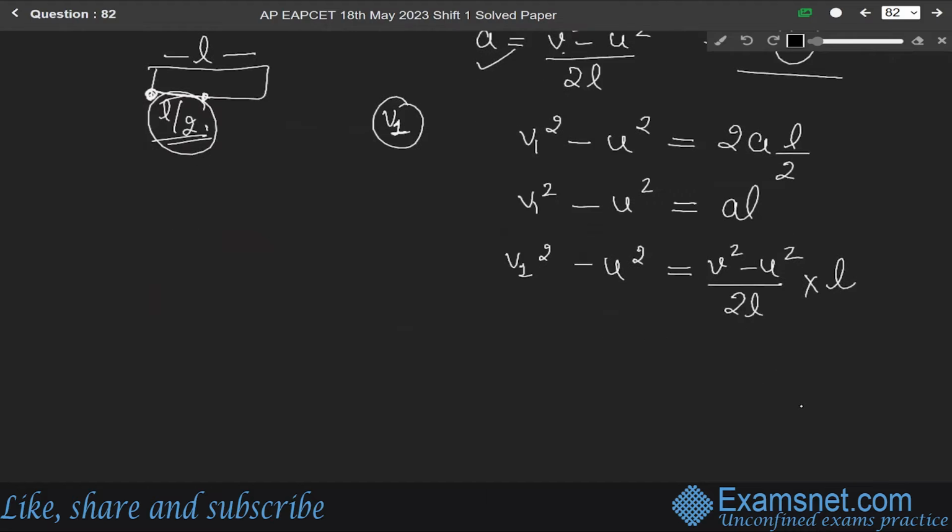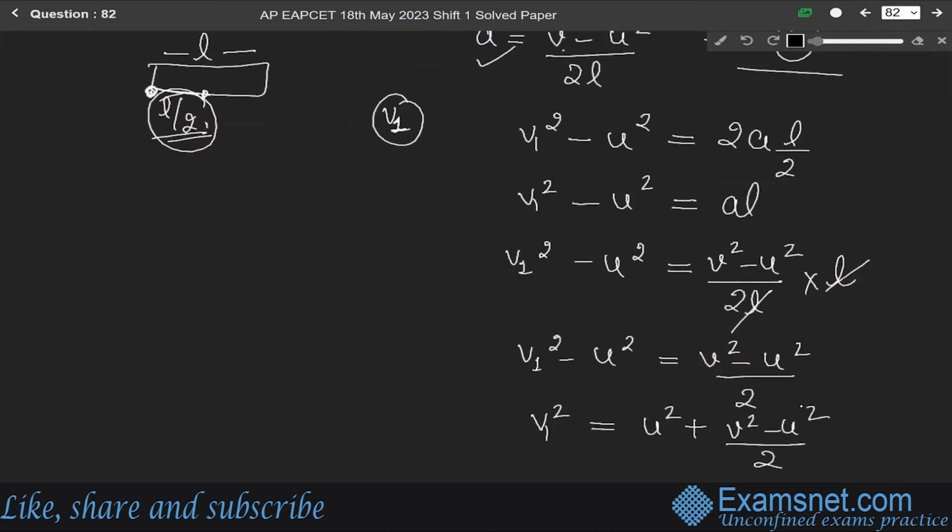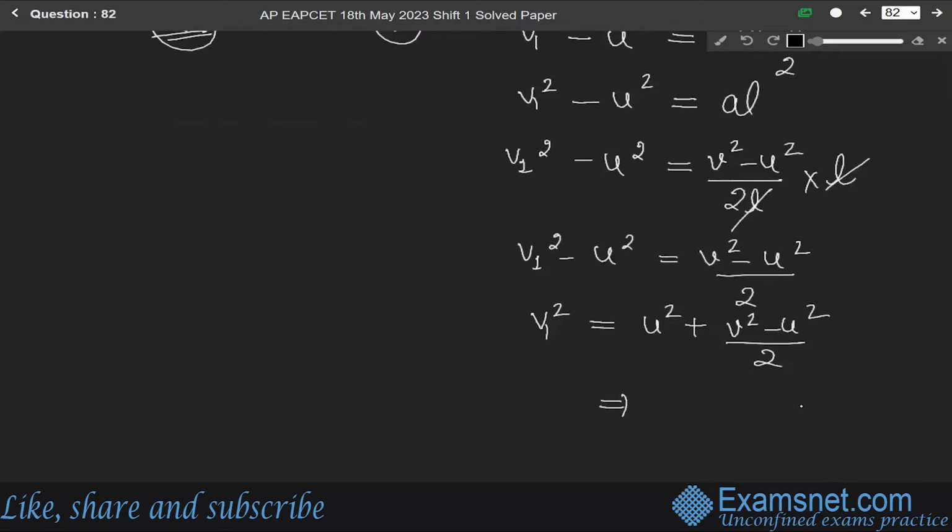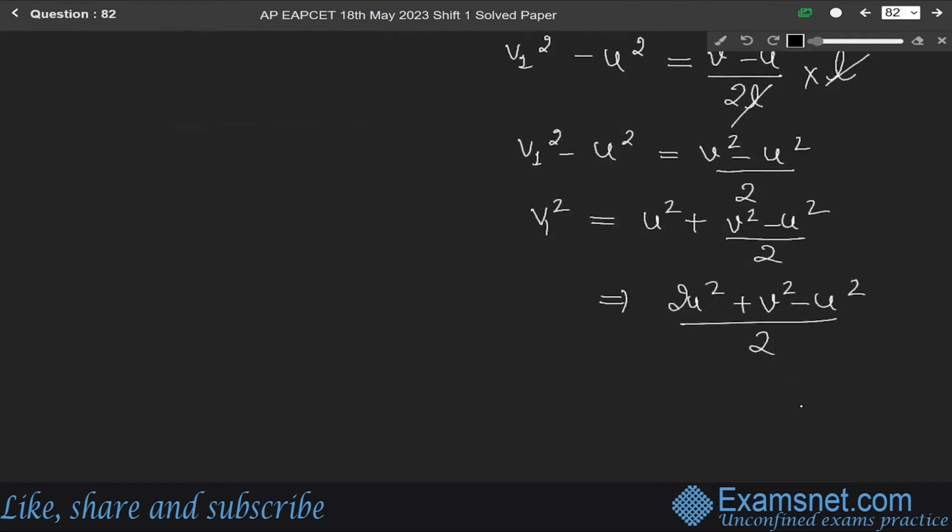Okay. So solving it, this L cancels. So we get V1 square minus U square equals V square minus U square over 2. So from this we get V1 square equals U square plus V square minus U square over 2. Now solving it we get 2U square plus V square minus U square over 2. So this V1 square will become U square plus V square over 2.